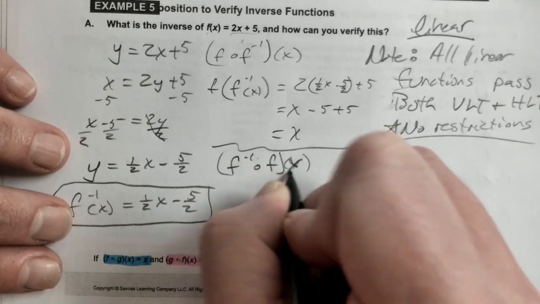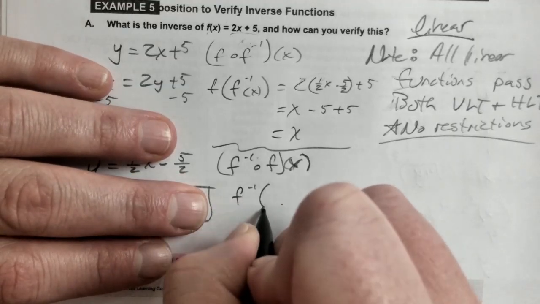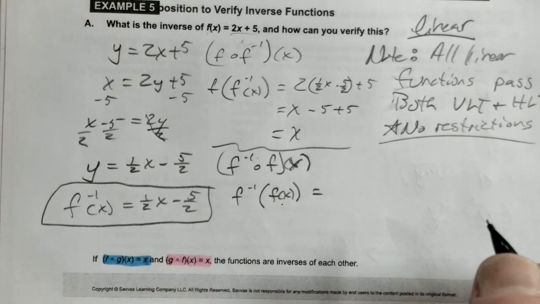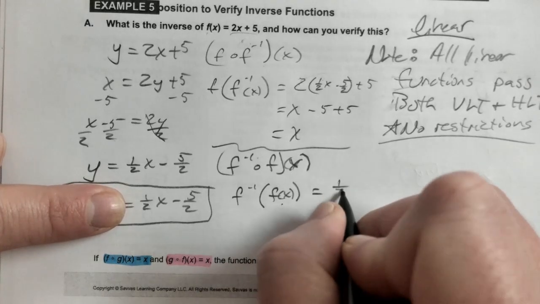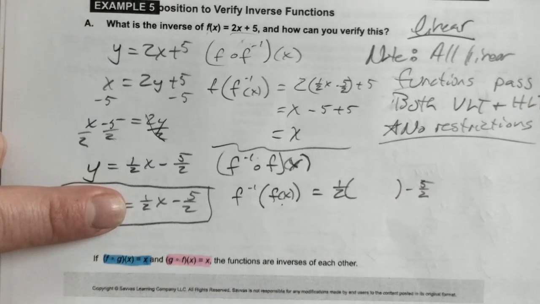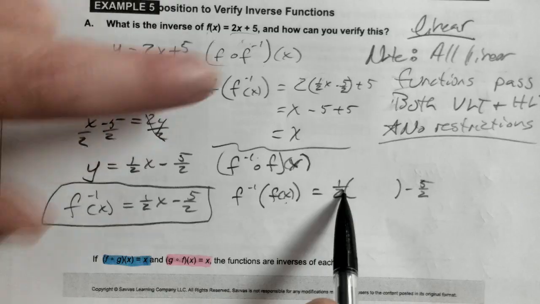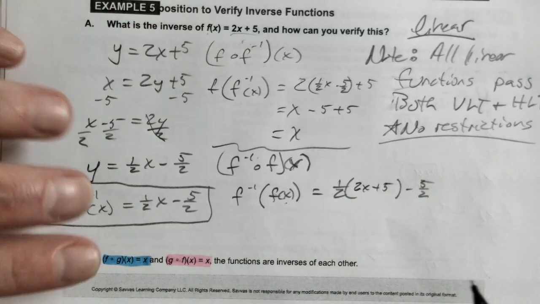at x. That is to say f inverse of f of x. So this time I'm going to start with the 1/2 x minus 5 halves. So 1/2 x minus 5 halves. And I'm going to put the original function in. The original function is 2x plus 5, so 2x plus 5.